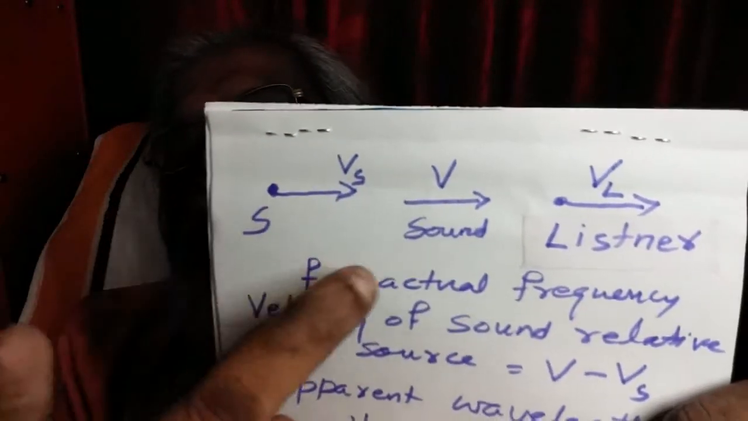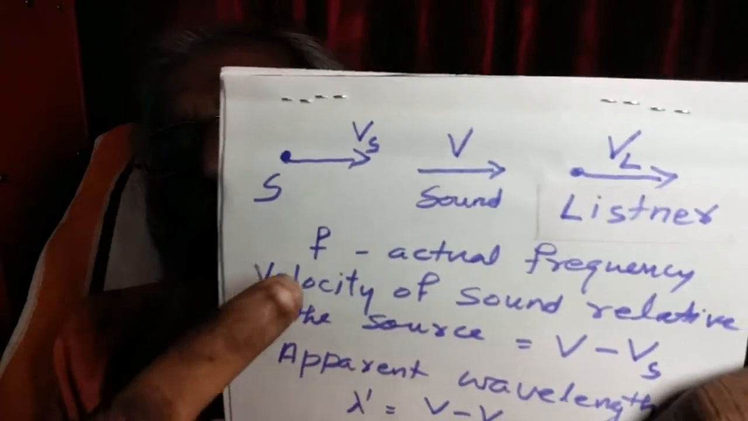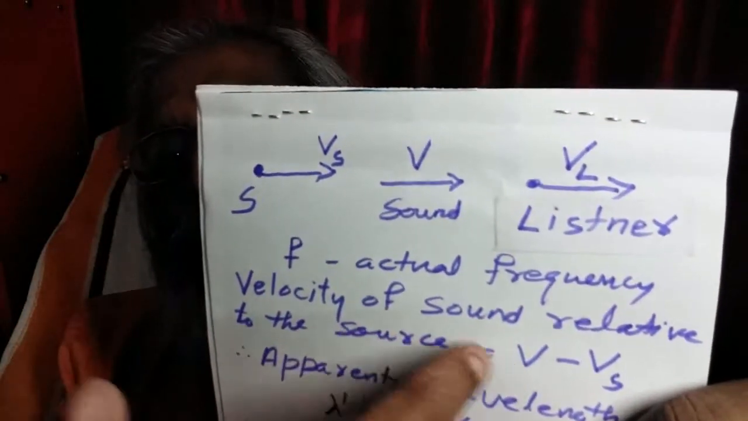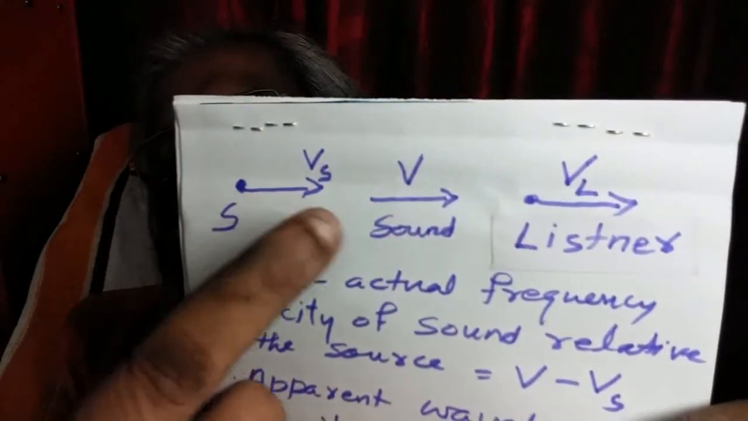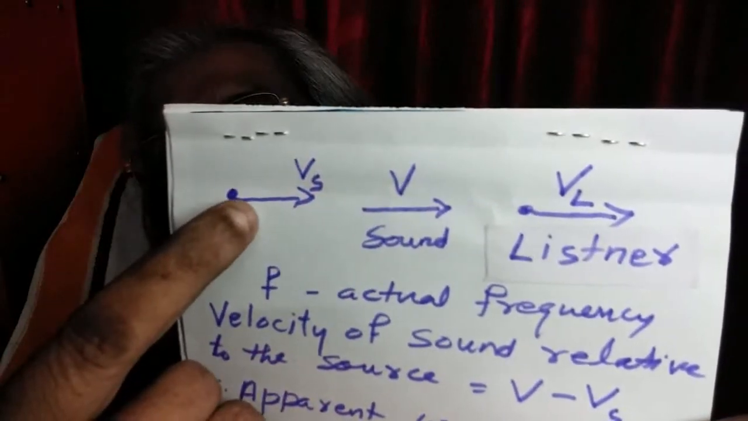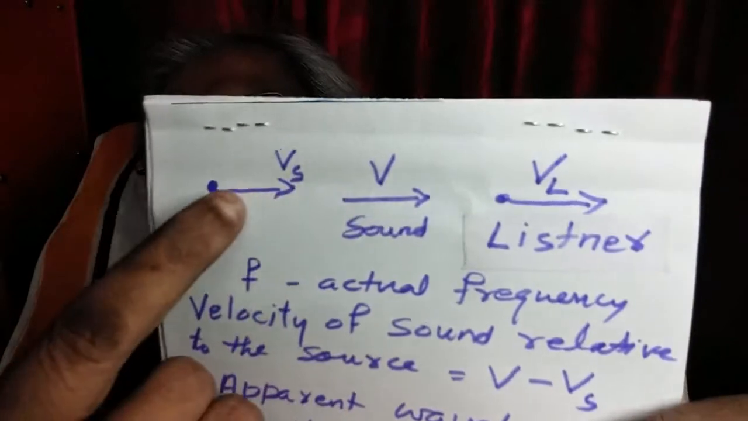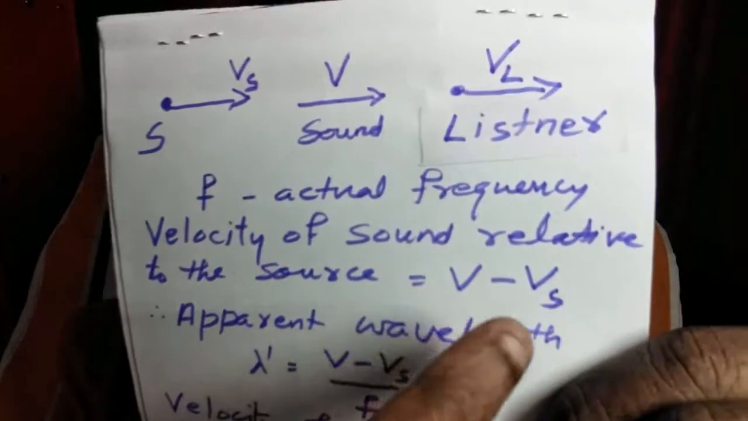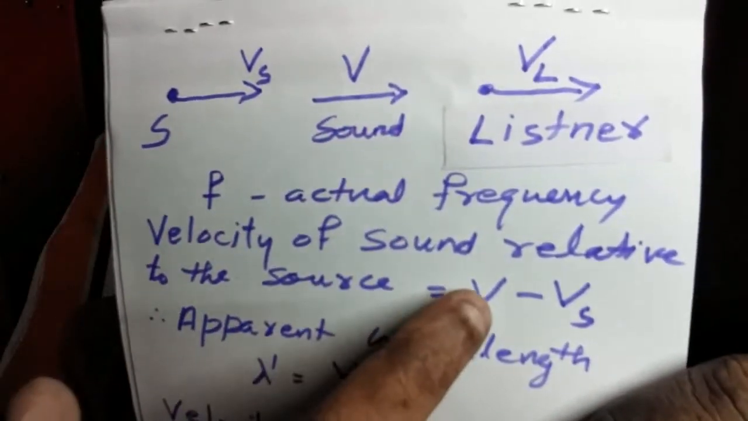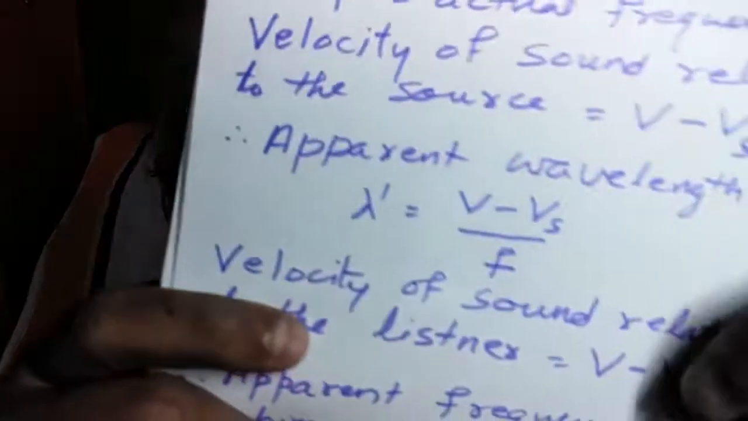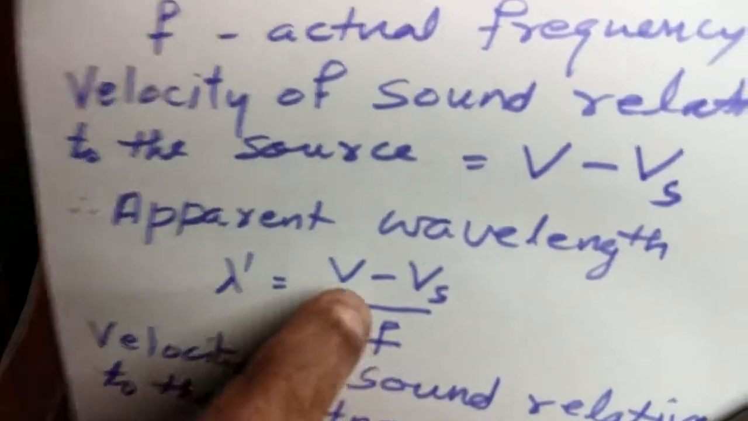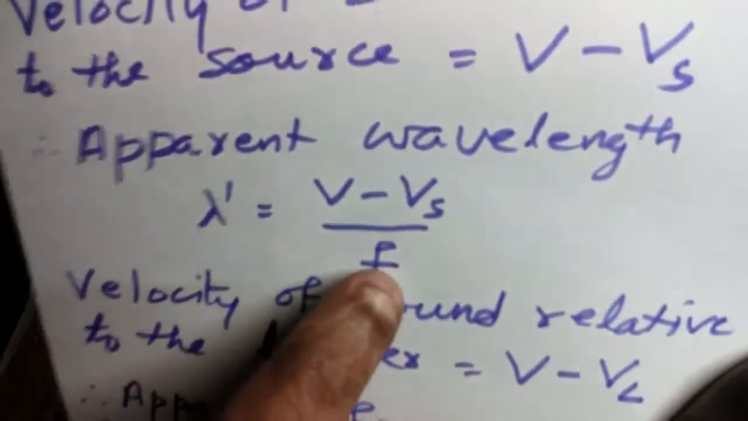Now, F is the actual frequency of the sound emitted by the source. Now, what is the velocity of sound relative to the source? Velocity of sound relative to the source, as we have seen earlier, is V minus Vs. Then what is the wavelength? We call it the apparent wavelength. V equals F lambda, a basic formula connecting velocity of sound, frequency and wavelength. So apparent wavelength equals velocity by frequency, that is V minus Vs by F, where F is the actual frequency.